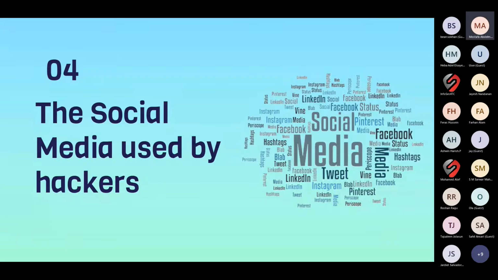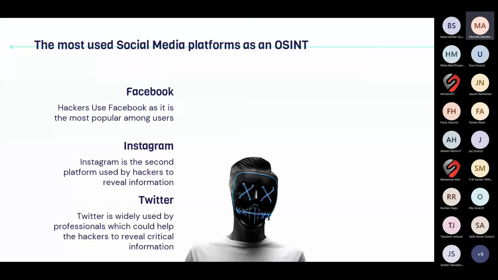All right, so you see here the social media used by hackers. I'm going to talk about the three main platforms that are used by hackers. As you see here, maybe all of you know them: Facebook, Instagram, and Twitter. Why? Because they are the most used social media platforms by people. Facebook has a lot of data on it, Instagram is the second, and Twitter is the third.